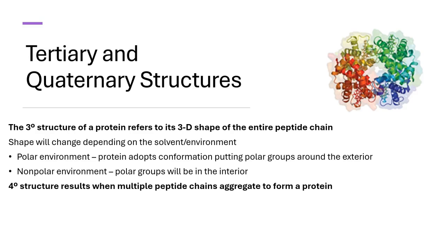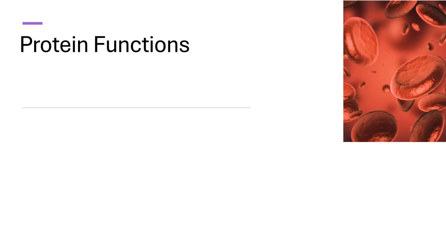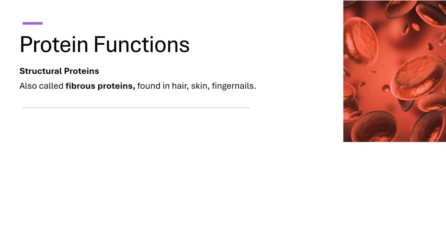Denaturation. Intramolecular forces are holding the protein together, and if those are disrupted by temperature, pH, or anything else, that will result in the denaturation of that protein, and it can no longer function. Protein functions. There are proteins that function as structural proteins. These are also known as fibrous proteins found in hair, skin, and fingernails. They provide structural rigidity by bundling together. Several polypeptide chains of alpha-keratin bundle and coil together in hair.